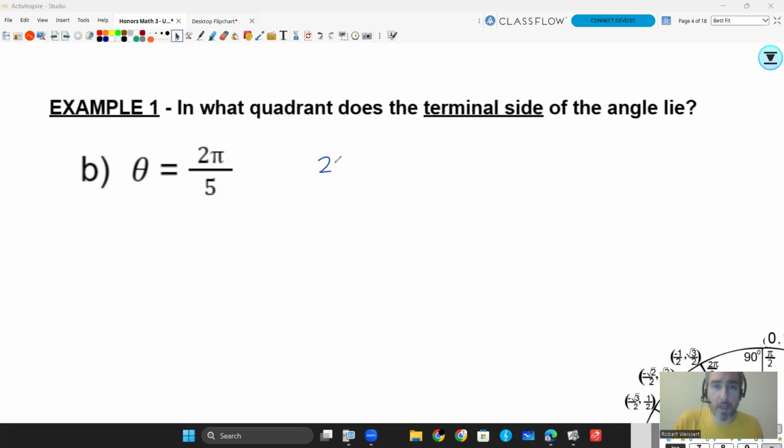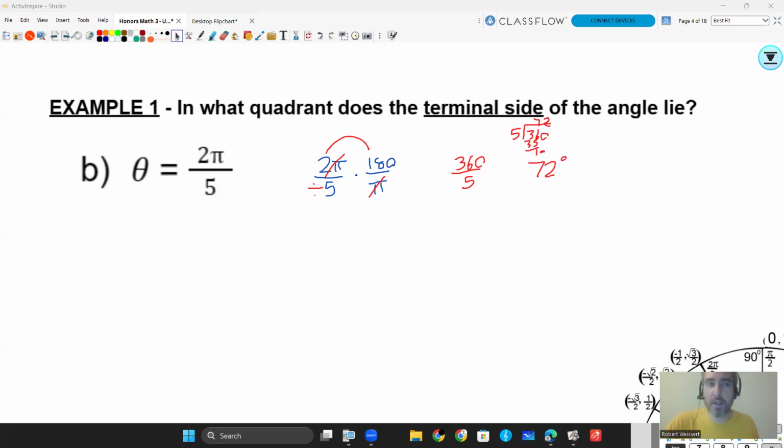So 2 pi over 5. To convert to a degree, you have to multiply this by 180 divided by pi. You can use your calculator if you're allowed, but I'm going to do this without a calculator. These pi's would cancel out, and you're going to have 2 times 180 divided by 5. So 2 times 180 is 360. 360 divided by 5: 5 goes into 36 seven times. Let me do a little long division here. 35, 10, so 72. So that's going to be 72 degrees.